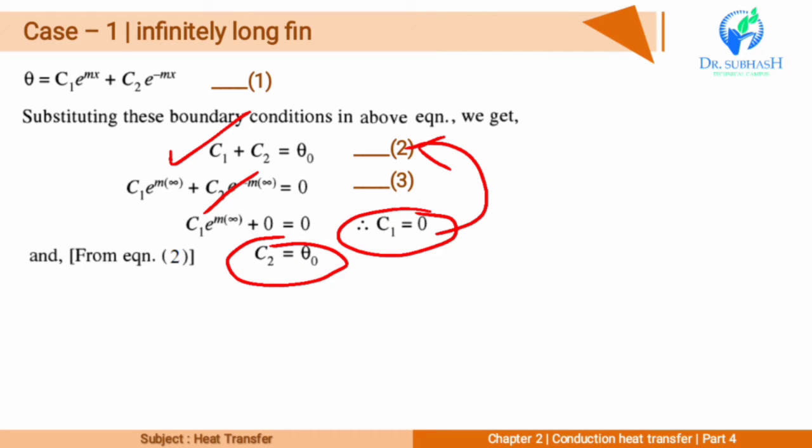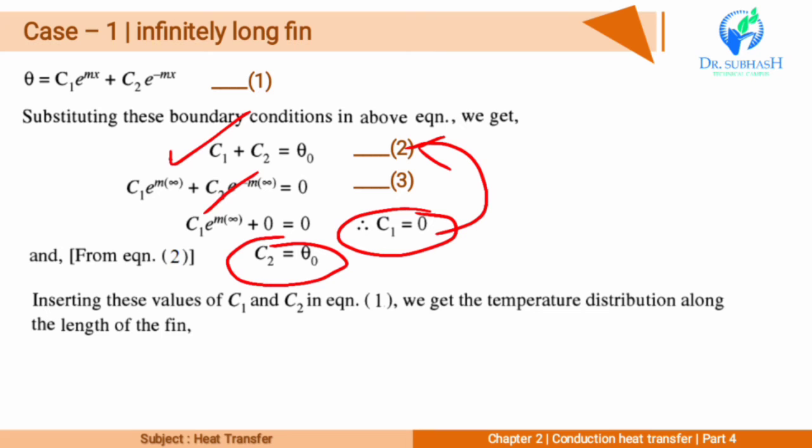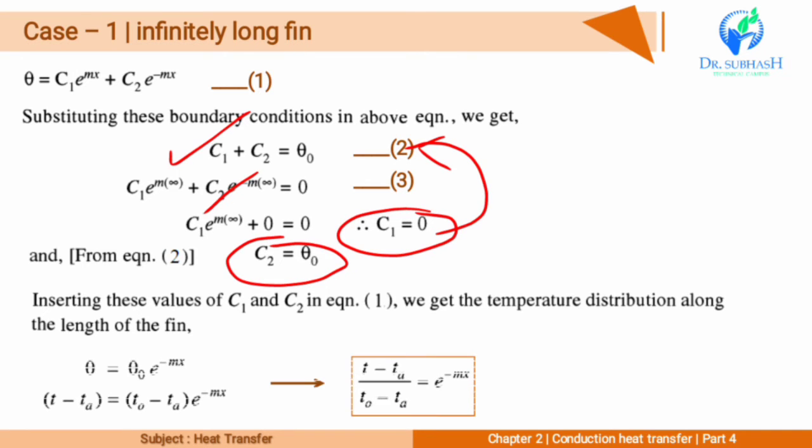So by solving equations 2 and 3, we get our two answers: C1 is equal to 0 and C2 is equal to theta 0. Inserting these values of C1 and C2 in equation number 1, we get the temperature distribution along the length of the fin. So theta is equal to theta 0 e^(-mx) from equation number 1, after applying the values of the two constants, C1 equal to 0 and C2 equal to theta 0.